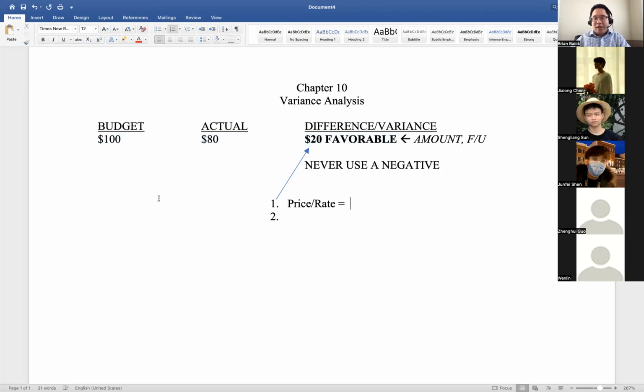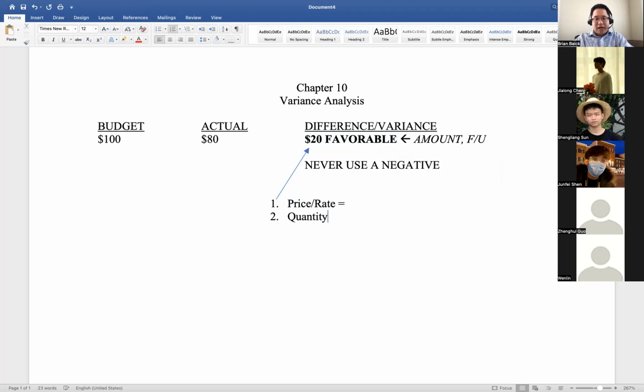For example, I'm buying groceries, and my budget is $100 for groceries, but actually I only spend $80. That's good. Why is there a difference? Why did I come in under budget? Maybe because the price of groceries or the price of bananas was less than I expected. It's called a price or rate variance.